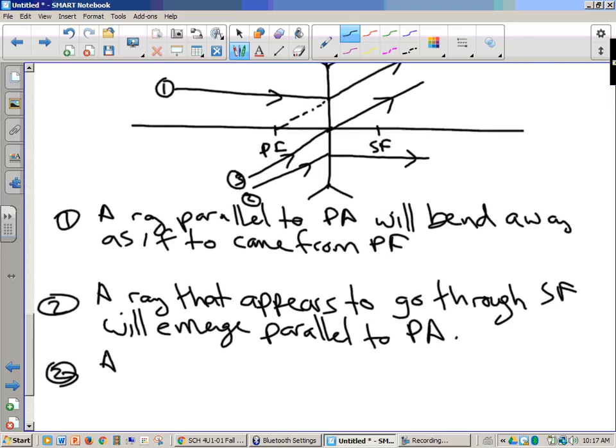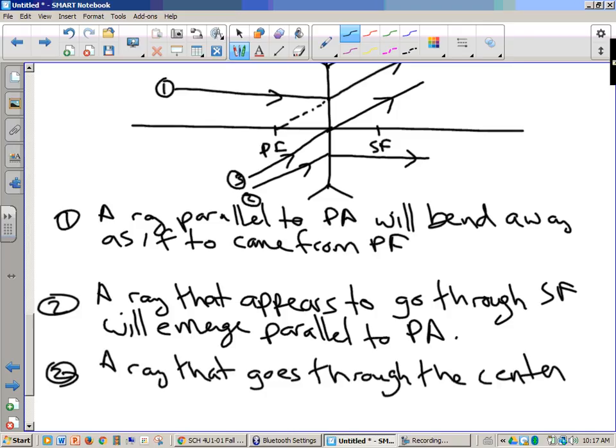A ray that goes through the center goes straight. Goes straight through. Okay.